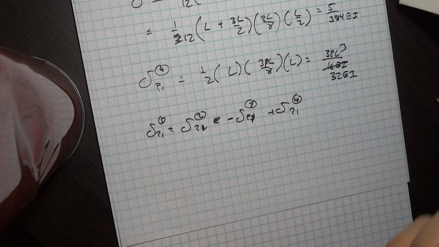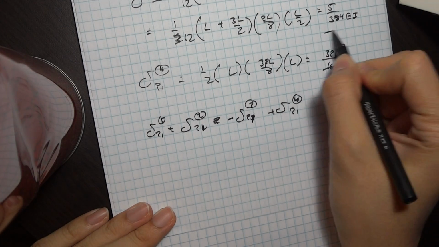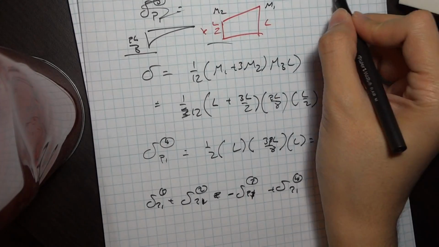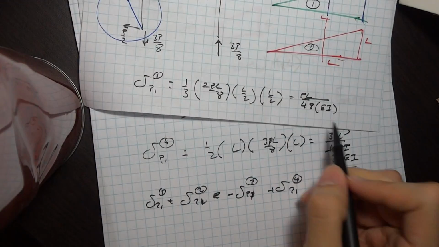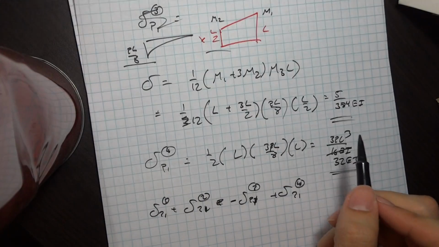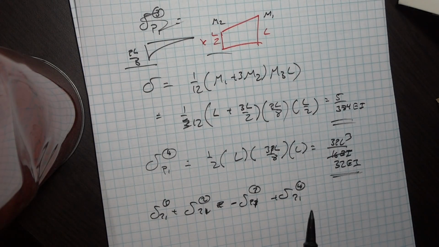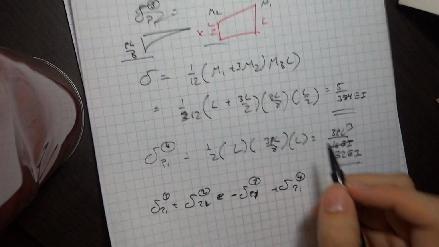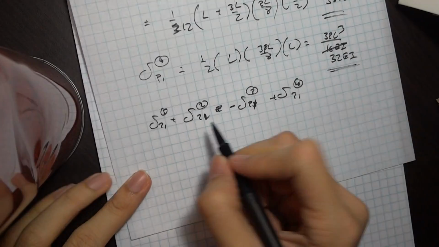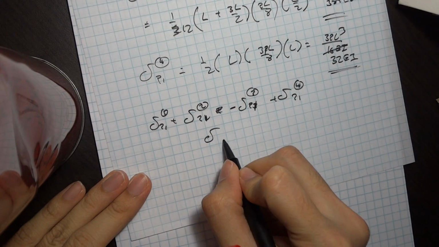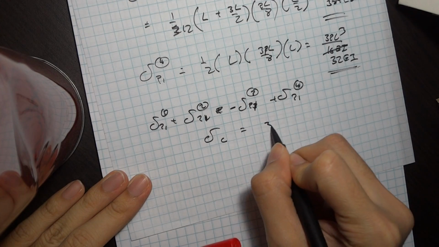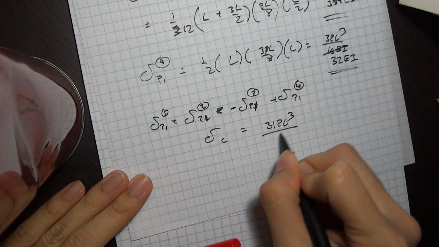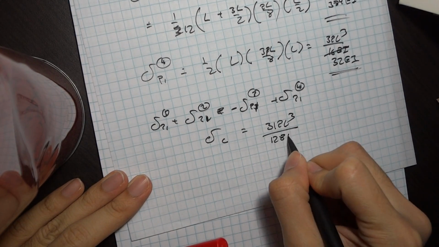This is every term that I've found so far. This one, this one, this one, and this one. And what I should get when I'm done with all that is that delta C is equal to 31 PL cubed on 128 EI.